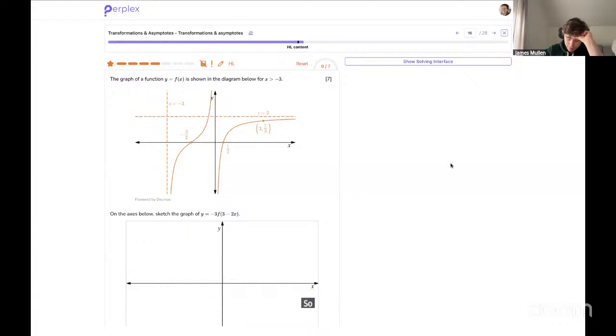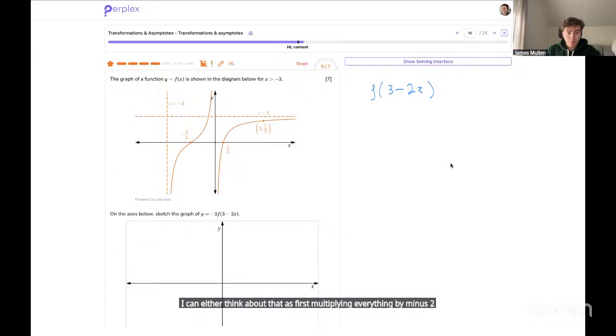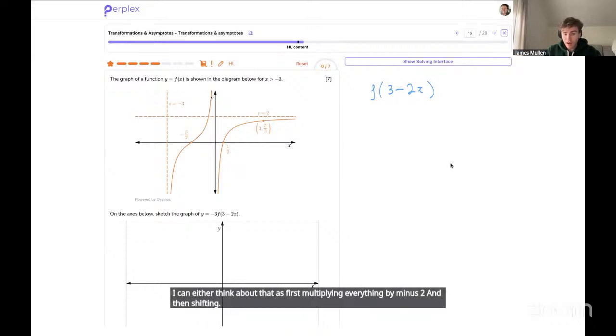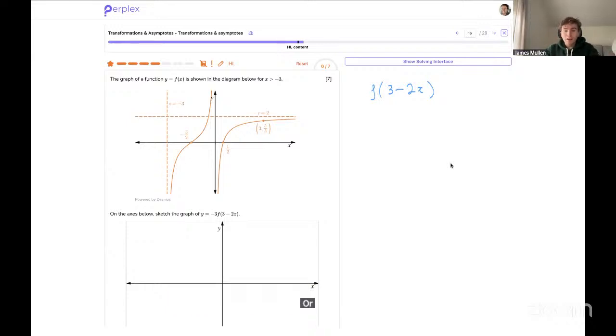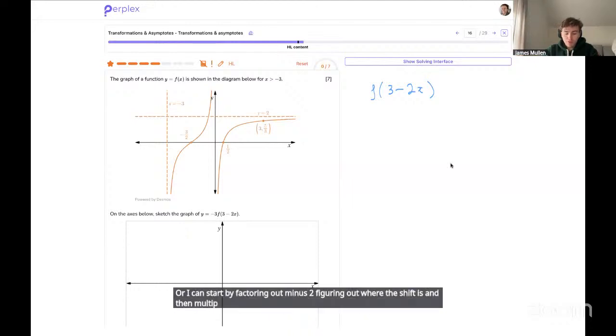So I'm going to start by thinking about the inside part of the function, okay? So let's say I'm graphing f of 3 minus 2x. I can either think about that as first multiplying everything by -2, and then shifting, if I factor out, shifting by 3 units to the left, or I can start by factoring out -2, figuring out what the shift is, and then multiplying by -2. So I have two different options, okay?